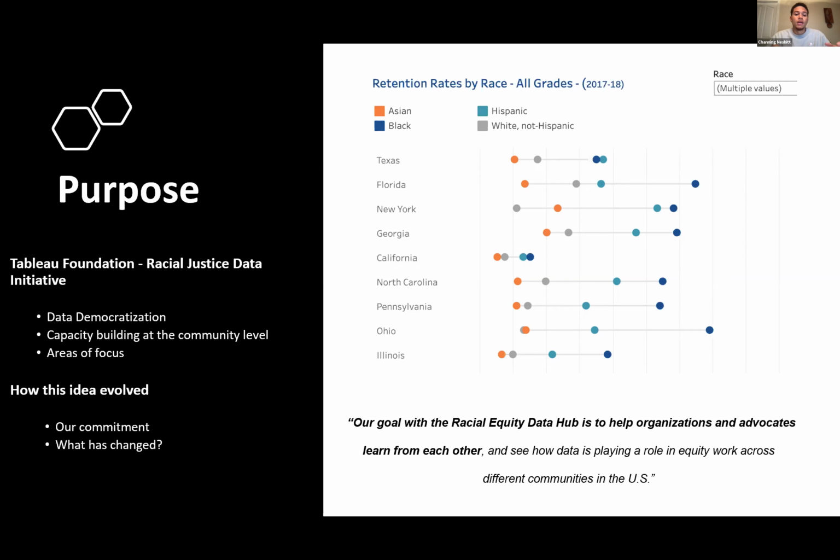And so how this relates to the Racial Equity Data Hub, I know it can get confusing, but they are 2 separate things that work in tandem with one another. The Racial Equity Data Hub was a component that grew from a piece of the Racial Justice Data Initiative at large. And we first wanted to focus on data democratization.